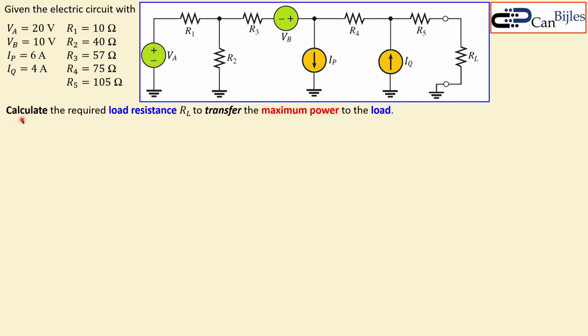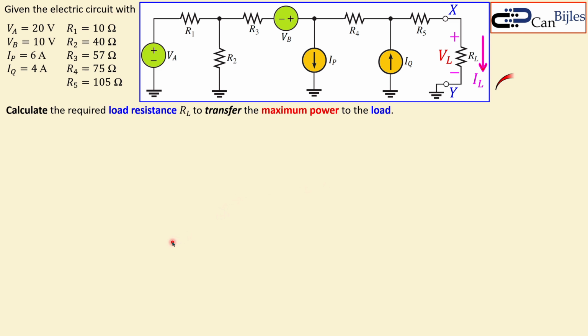What we want is to calculate the required load resistance RL, that is unknown, to transfer the maximum power to the load from all these sources. In this case, the polarities are given here, so the VL and IL, and we have also the X and Y denoted here for future calculations. So how to do this? What can we do in these situations?